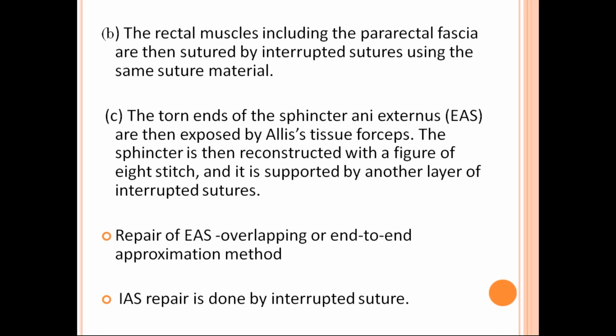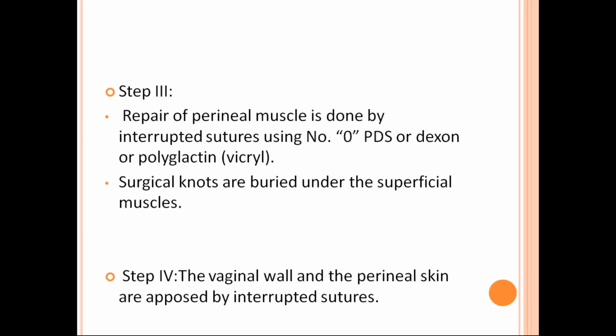Then, when you come out, after repairing all these, comes the perineal muscle. The perineal muscles will be there, on both sides. Because it is a little thick muscle, 1-0 Vicryl or PDS can be used, so that the stitch holds a little stronger.